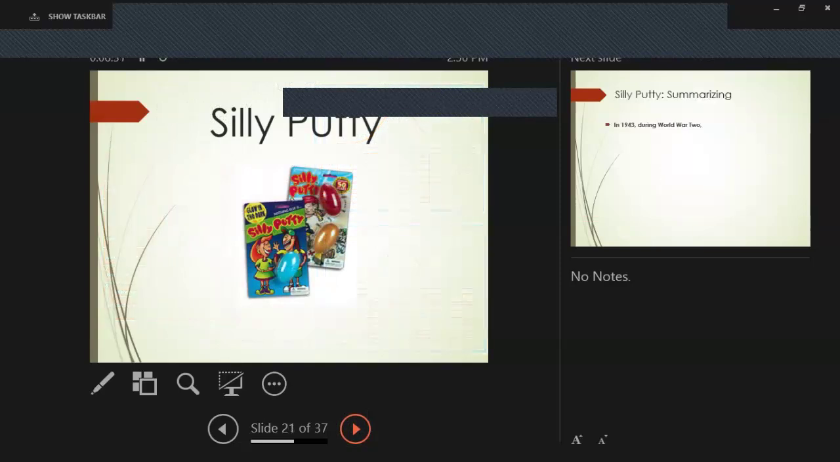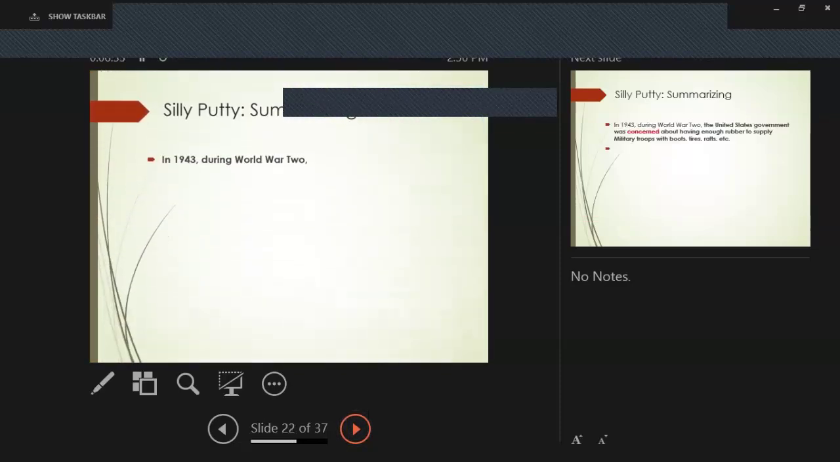So what I really want to do right now is I want you to take out, can somebody hold this? I need to get out my paper. I want you to find your silly putty article, and get your highlighter out. Can you still hear me? So find your silly putty like this, and your highlighter.